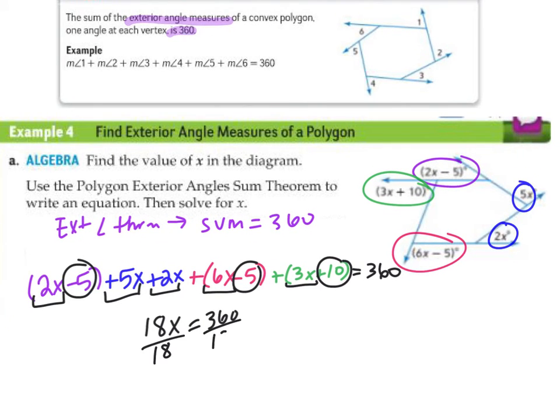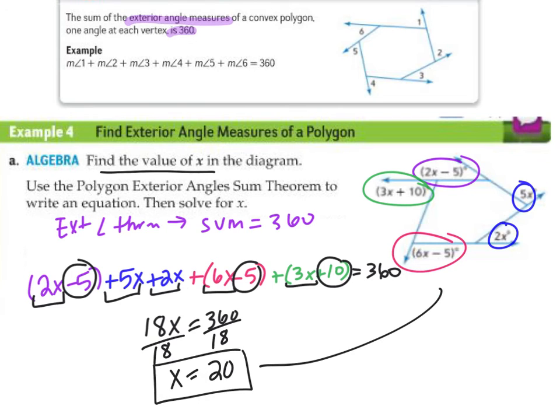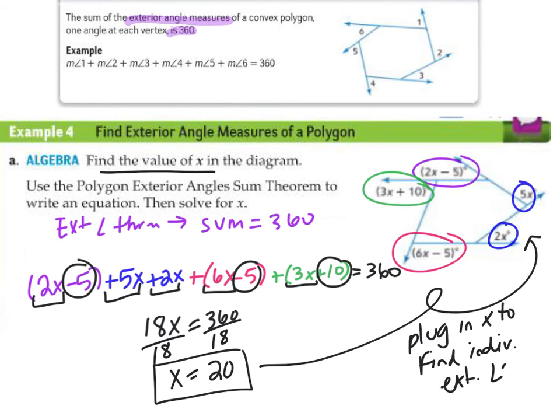Divide both sides by 18, x equals 20. So we were only asked to find the value of x, but if you wanted to know what each individual angle was, you could plug in x to find the individual exterior angles.